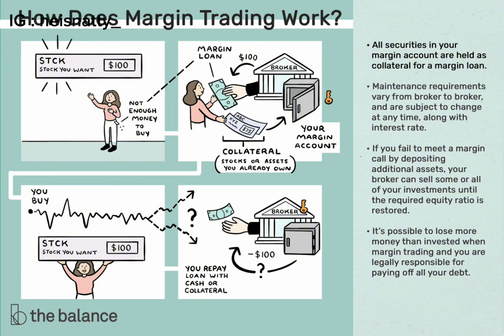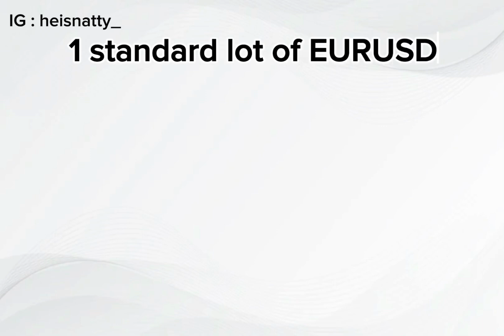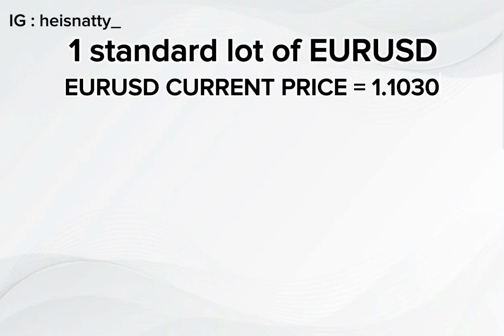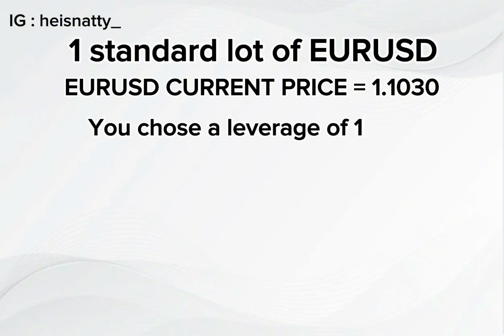So how do you calculate your margin? For example, you decide to buy one lot size of Euro USD, and the price at that point was at 1.1030, and the leverage provided by your broker was 1:100. So how do you calculate your margin at this point?